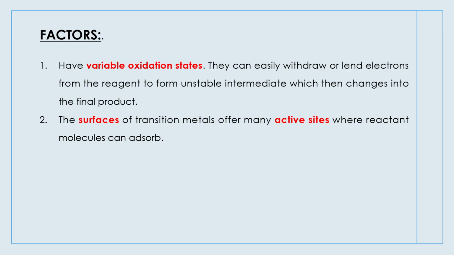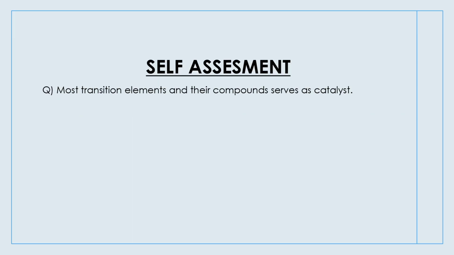The keywords here are variable oxidation state and the active sites provided by the transition elements. How will you get this question in your board examination? I have prepared the self-assessment question as well in the same format. Many transition elements and their compounds serve as catalysts. So what will be the reason? How will you explain it? You have to mention both the factors.